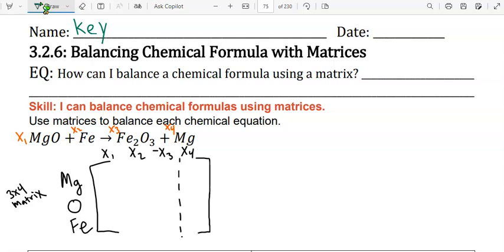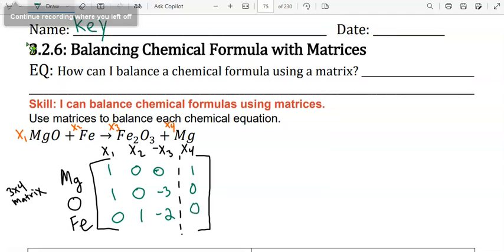Alright, so let's go ahead and start filling these in. There's 1 magnesium in the first one, 1 oxygen, and no iron. In the second one, there's no magnesium, no oxygen, and 1 iron. And in the third one, we have 0 magnesium, 3 oxygen, and 2 iron. And then for the last one, 1, 0, 0.